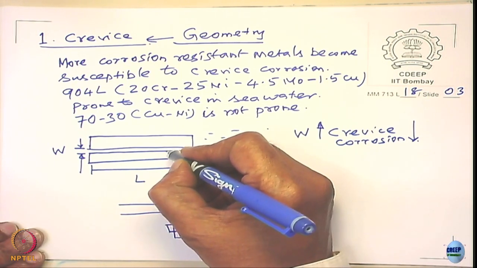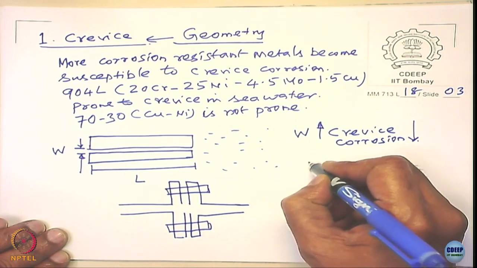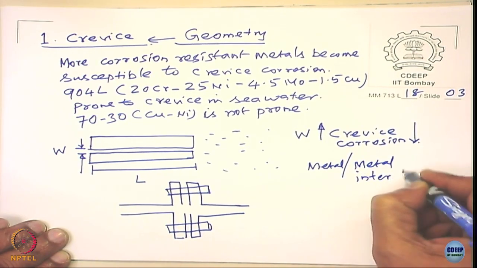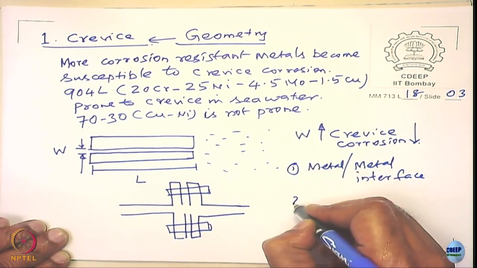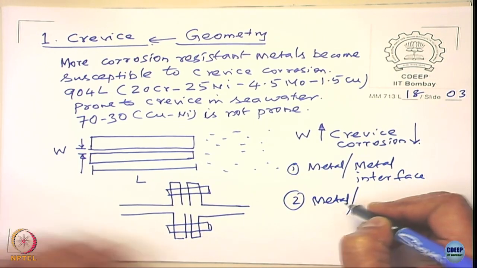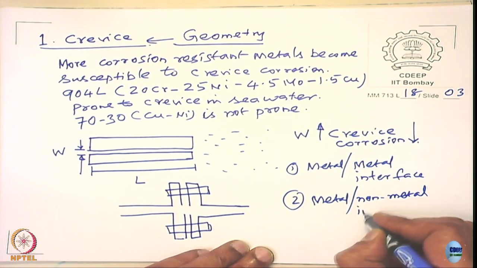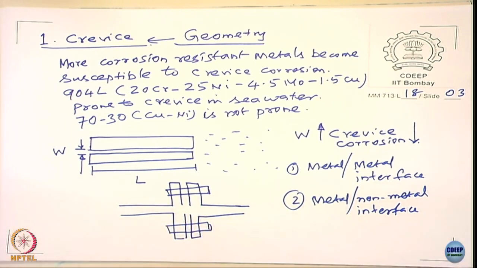You can also talk about another one, a metal and metal interface, and a metal and non-metal interface, like for example, a rubber. Which of the two joints will suffer more corrosion? I have a metallic gasket in one case, and in the other case I have a rubber gasket. Which corrodes more? The rubber one, you are right. Why do you think so? Chances of water or air being trapped inside.